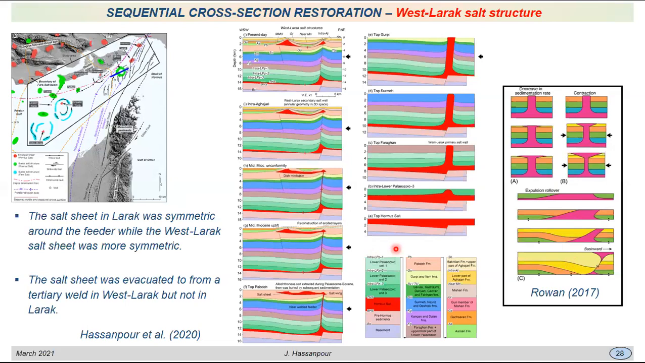So in the case of our examples, we haven't got any evidence of expulsion rollovers in these sediments, the late Cretaceous and Paleogene sediments. Nor do we have any evidence of a decrease in sedimentation rate. So the only mechanism that could have been responsible for the development of allochthonous salt is a contractional squeezing of the diapir, leading to the secondary welding of the diapir stem.